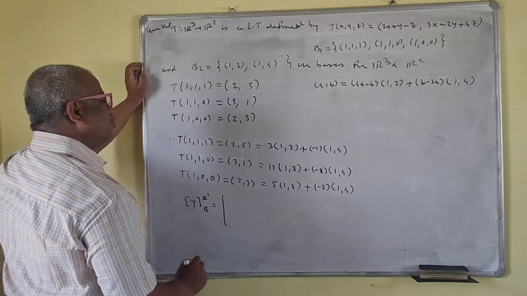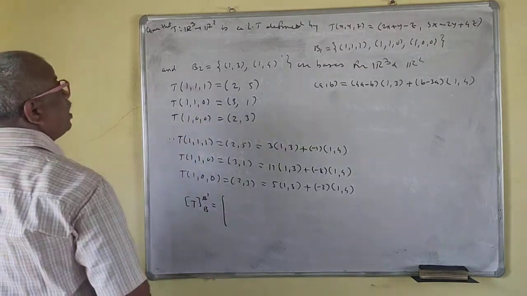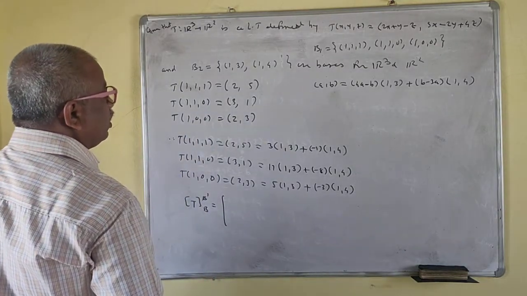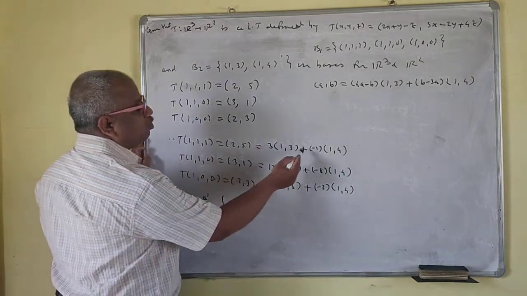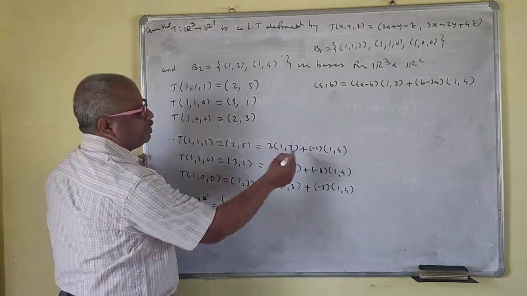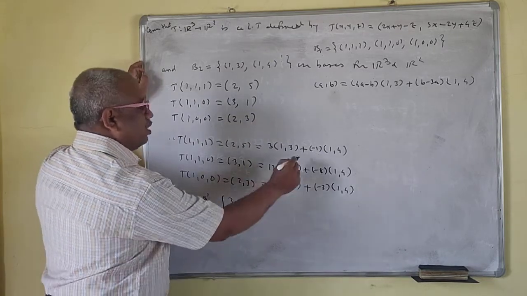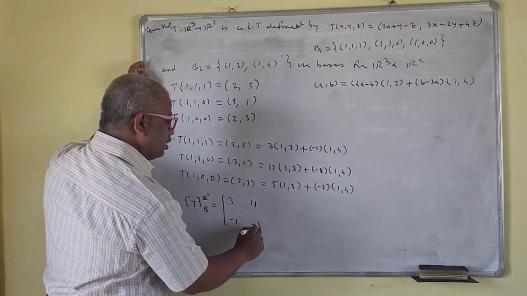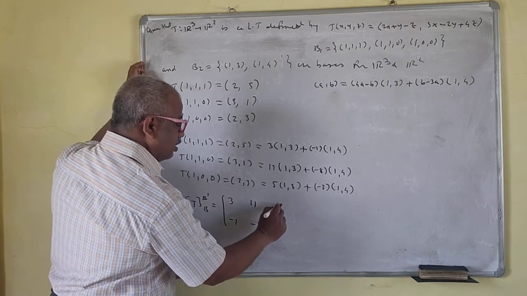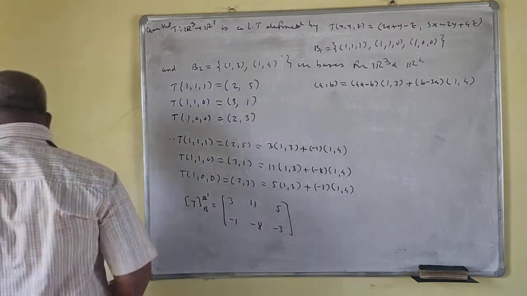So your matrix is 2 by 3. You have to write this coefficient column-wise, this coefficient column-wise. So 3, minus 1, 11, minus 8, 5, minus 3. So we get a 2 by 3 matrix.